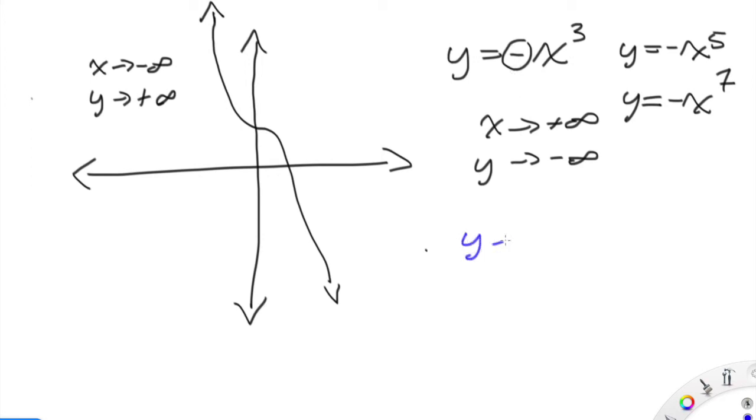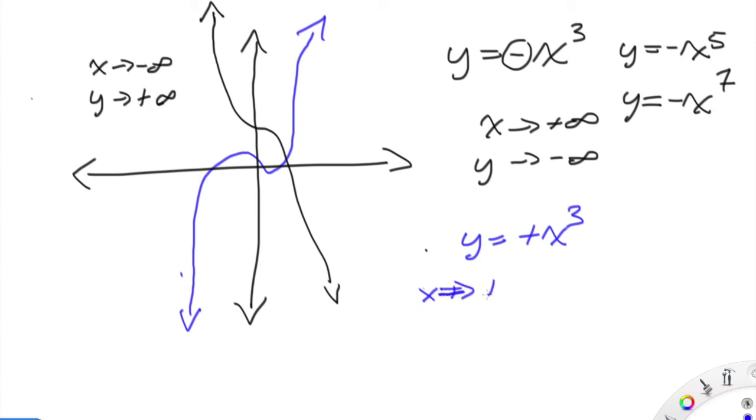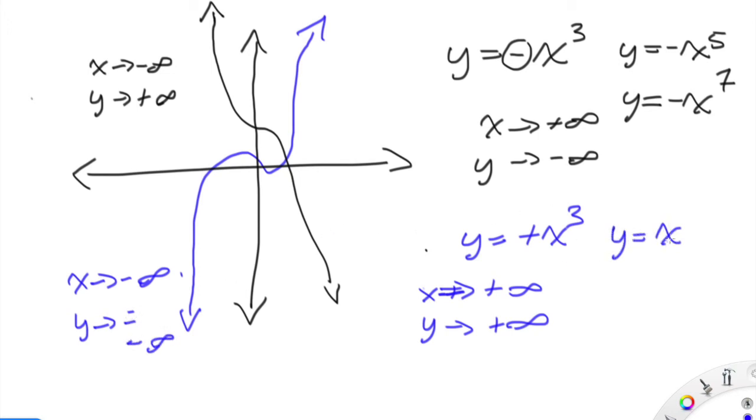So guess what happens if the leading coefficient is positive? If the leading coefficient is positive, for x to the 3rd, this is just going to flip. So it's going to go something like this. In this case, as x goes to infinity, y will also go to infinity. And as x gets increasingly negative, y will also get increasingly negative. This will be the same for y equals x to the 5th, y equals x to the 7th. It's always going to be the same.